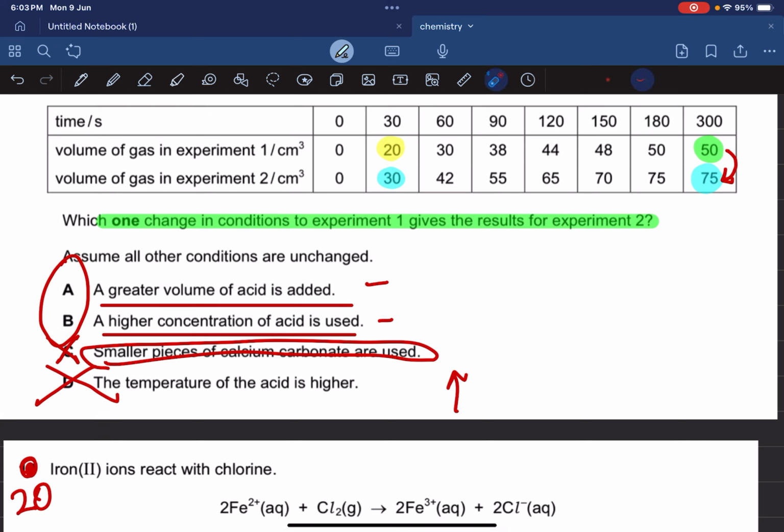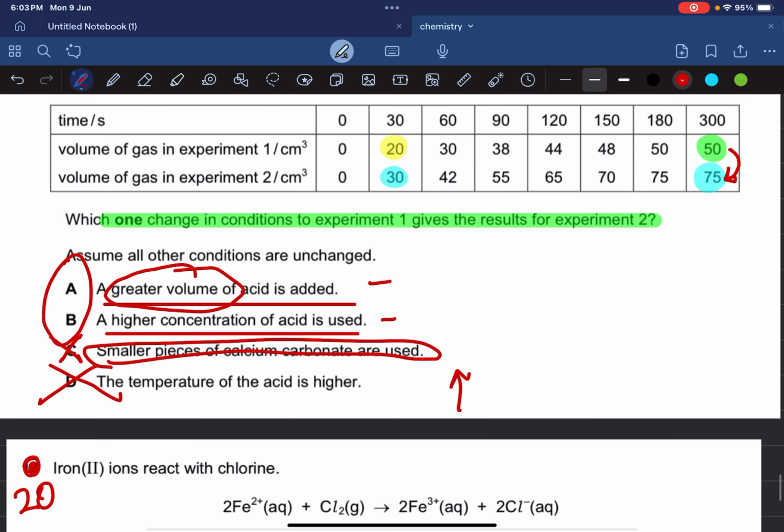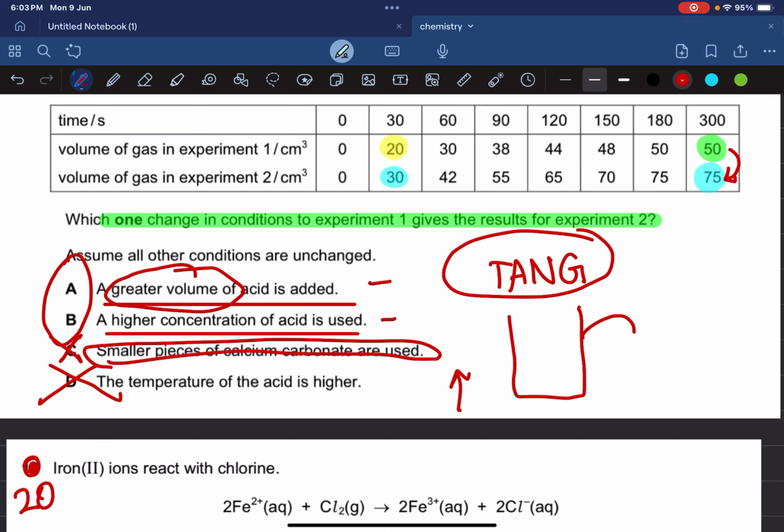Many of you might think option A. Okay, let's see. A greater volume of acid is used. Do you know one thing? If you're making tang, for instance, you know the tang is basically that orange kind of thing what you make at home. This is your jug and you're making a tang, okay? You add 1 spoon of tang powder, and you take this much amount of water, okay? Half jug of water and 1 spoon of tang powder.